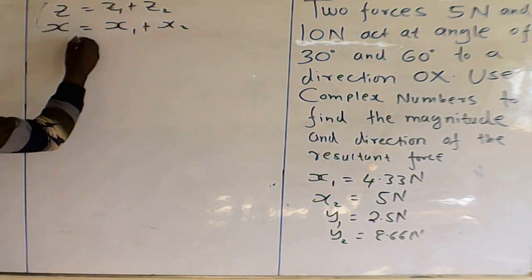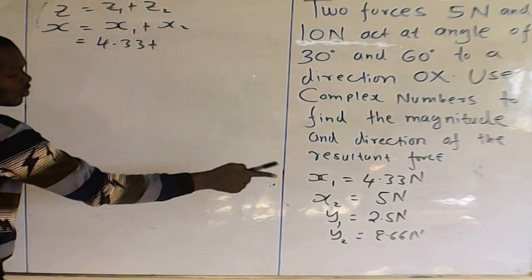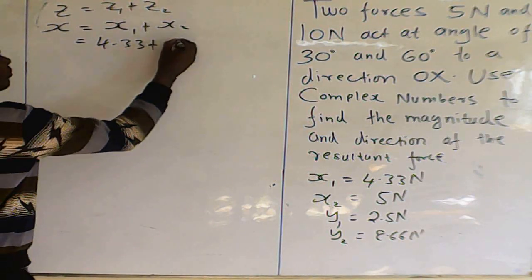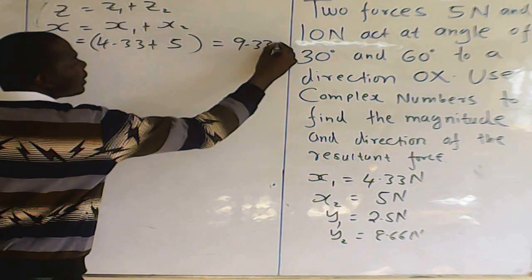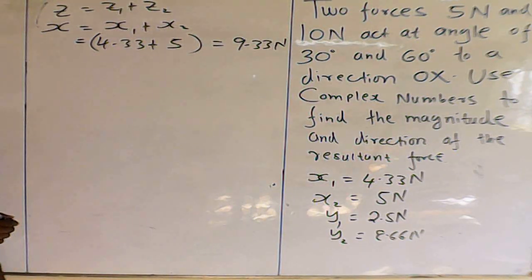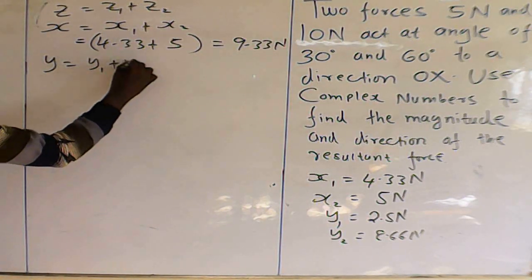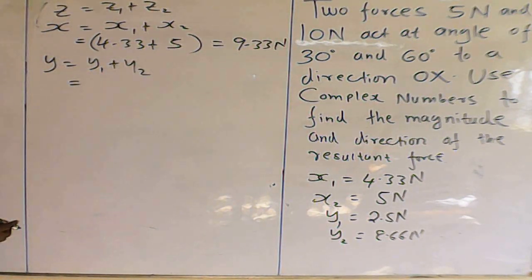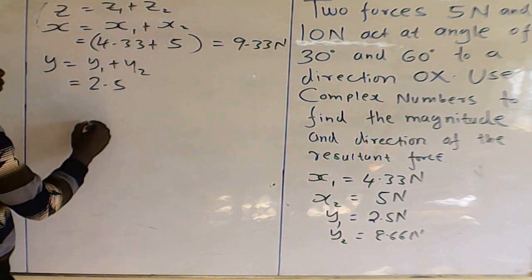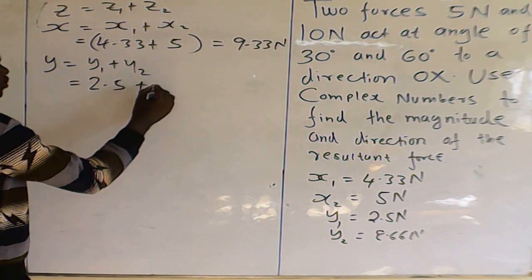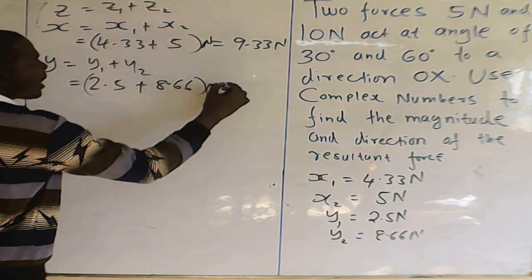So what is the resultant x component? X1 is 4.33 plus X2, 5. So you have 9.33. So you found the resultant x component, isn't it? Move to the resultant y component, Y1 plus Y2, isn't it? So Y1 you found to be 2.5, then Y2 you found to be 8.66 Newton. So what do you get there?